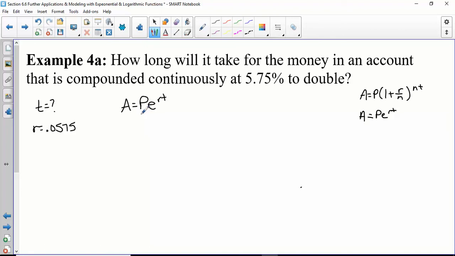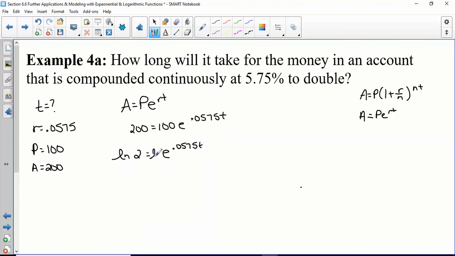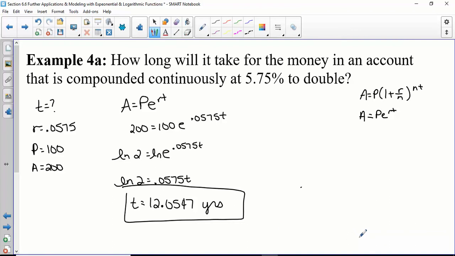So you have options. I didn't tell you how much money you started with. We've talked about this before. You guys usually just preferred to make up numbers. So if my P was 100, I want it to double, so that means my A would be 200. Divide my 100 over. Add the ln. And we can divide by the 0.0575, so we have natural log 2 divided by 0.0575. And you get 12.0547 years. And of course you would have to look at the directions to know quite how to round that.